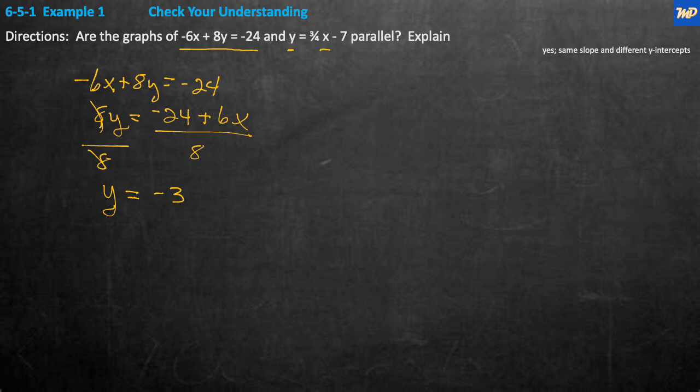And 6x divided by 8, well, we can divide a 2 out of these, and what are we going to get? We're going to get 3/4.